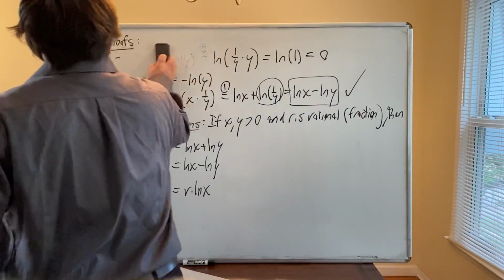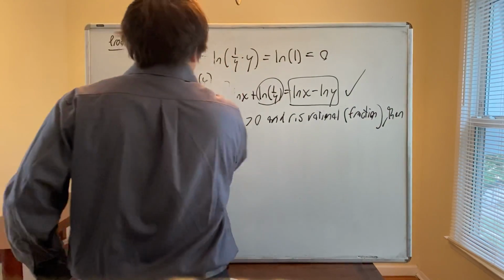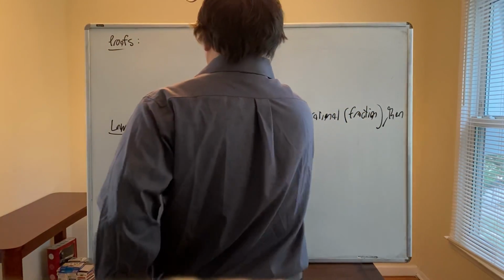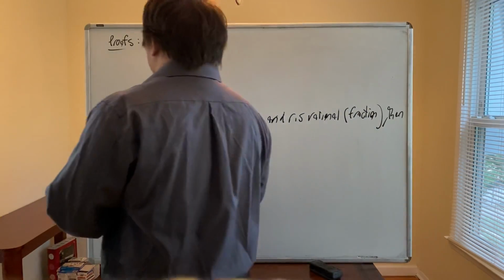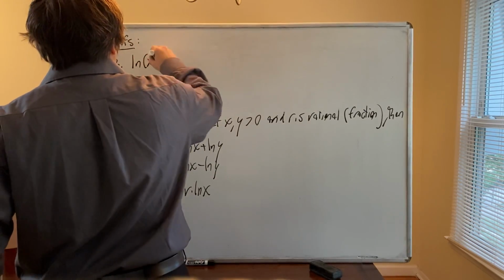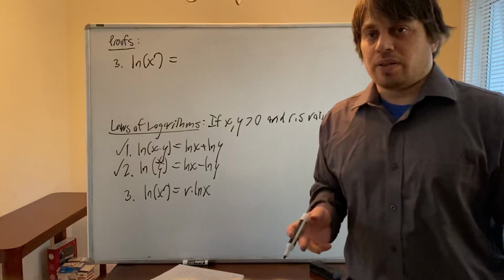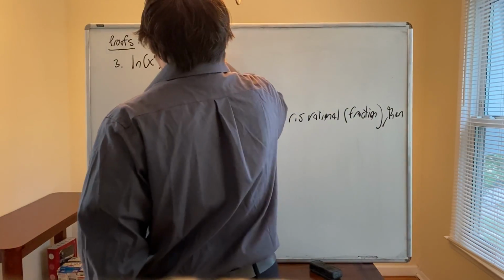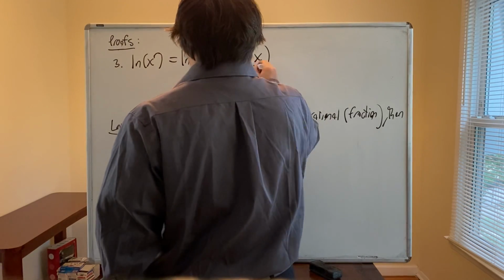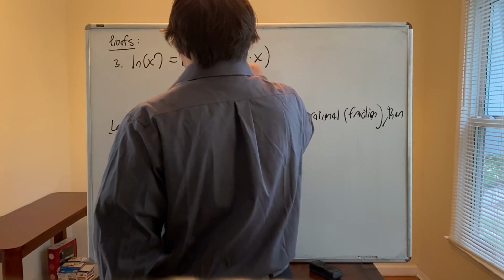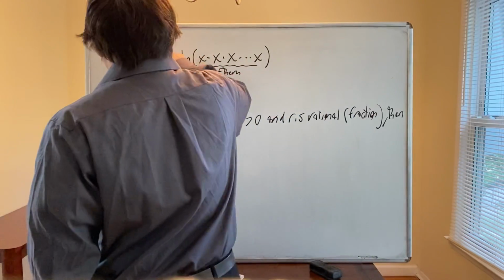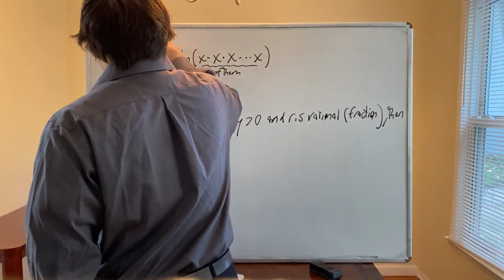Okay, so that's the proof of the second law of logarithms. Now, ln of x to the r. Well, ln of x to the r is equal to ln of x times x times x times dot dot dot times x, and there's r of them. Right? x to the r is the product of r x's, x multiplied by itself r times.